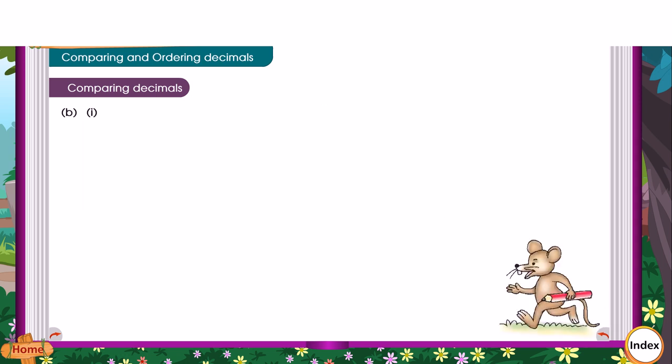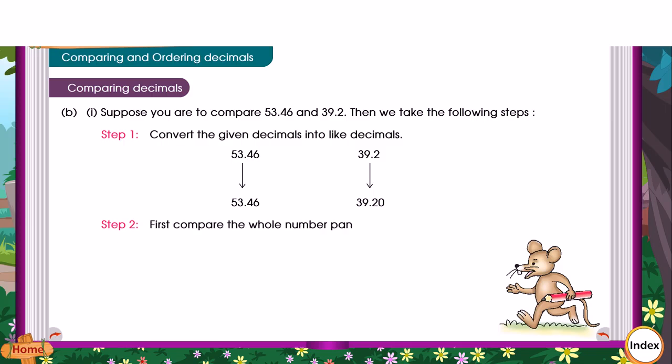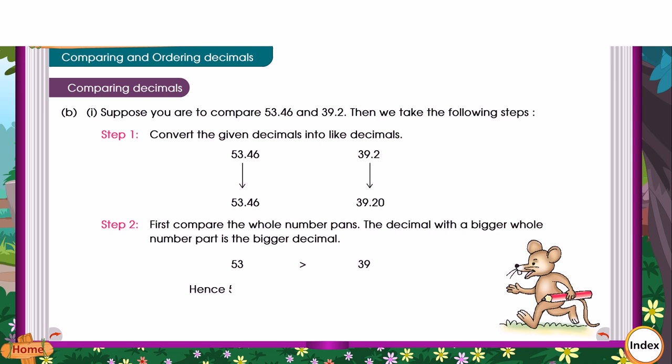B. 1. Suppose you are to compare 53.46 and 39.2, then we take the following steps. Step 1. Convert the given decimals into like decimals. 53.46 and 39.20. Step 2. First compare the whole number parts. The decimal with the bigger whole number part is the bigger decimal. 53 is greater than 39. Hence, 53.46 is greater than 39.20, or 39.20 is less than 53.46.